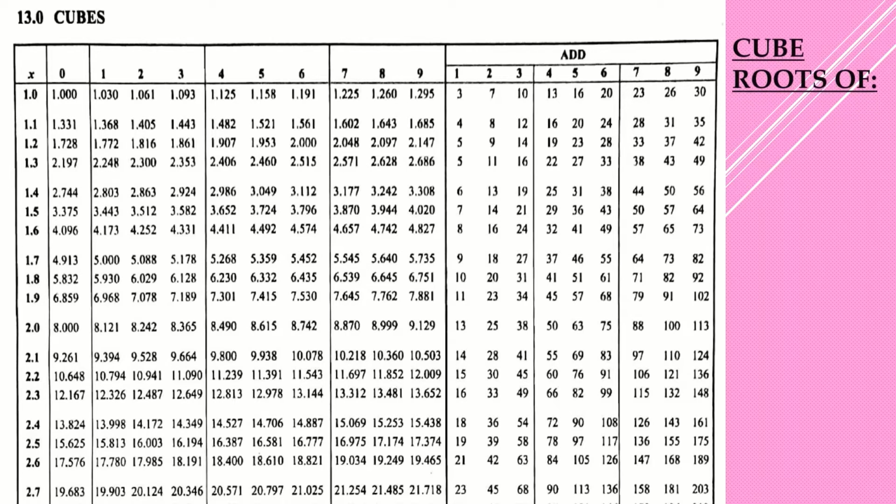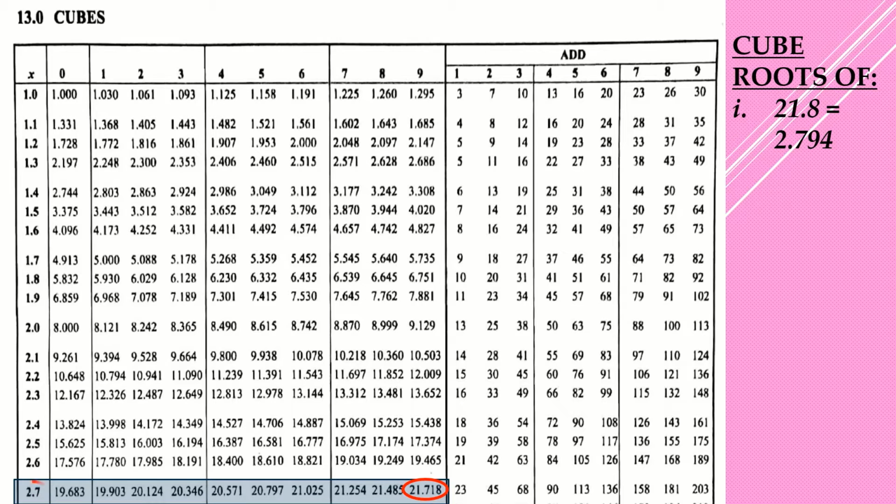Our numbers are the r parts that we found. So our first number is 21.8, and we look within the cubes table. We have a number, out of the many numbers in that table, that is 21.8 or closer to 21.8. The number closest to 21.8 is 21.718.